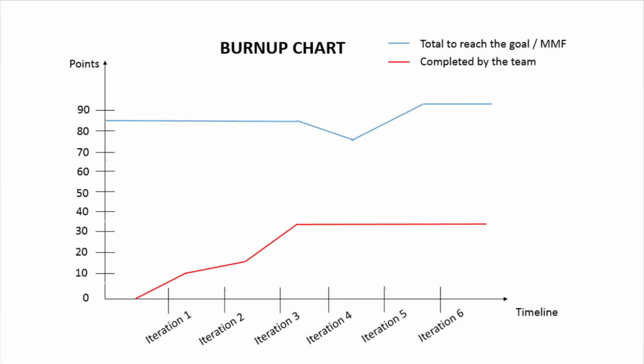Of course, you have to avoid being in this case, because in this Burnup chart we can see that between iteration 3 and after iteration 6, the team completes 0 points. So it's a big problem, and you have to resolve this problem.